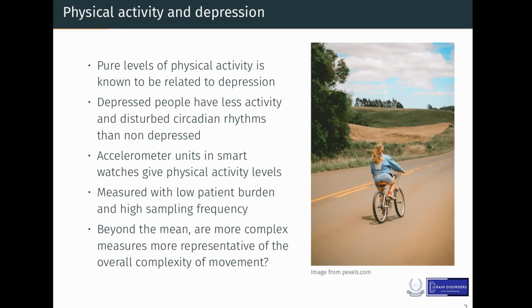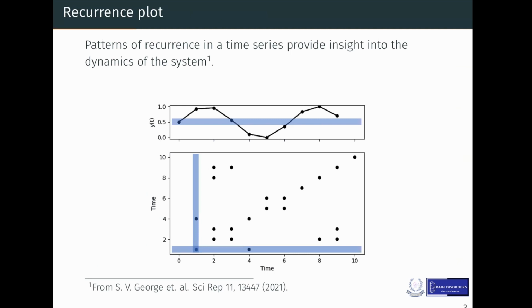Now, the question we are interested in is whether, beyond mean activity levels, more complex measures are representative of the complexity of movement, right? And by complex, I mean in terms of complex systems. That's the question that we will answer today. And to understand complexity a little better, we are going to use a measurement called the recurrence plot, right?